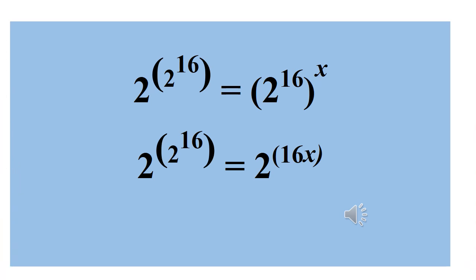Then we now have 2 raised to power open bracket 2 raised to power 16 close bracket equals 2 raised to power 16x. That is, we multiply the two exponents at the right side, 16 times x, that's 16x.